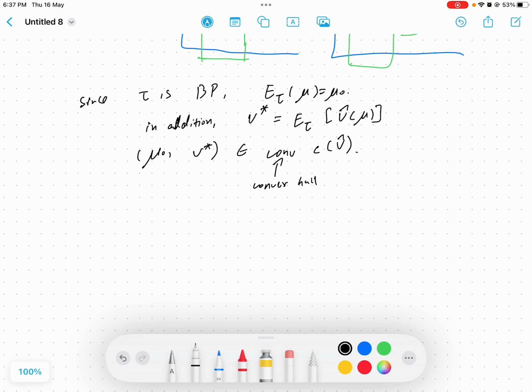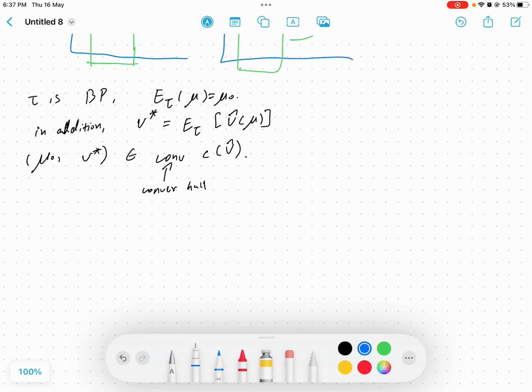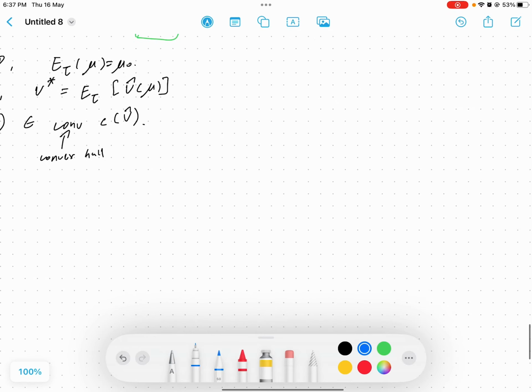Okay, so intuitively, what does this mean? Let's have another small picture to try to explain this. Actually, we will have a lot of those pictures later to demonstrate the idea of Bayesian persuasion, but here we have something simpler to show the idea. So this is mu, this is V. Suppose that this V function looks like this.